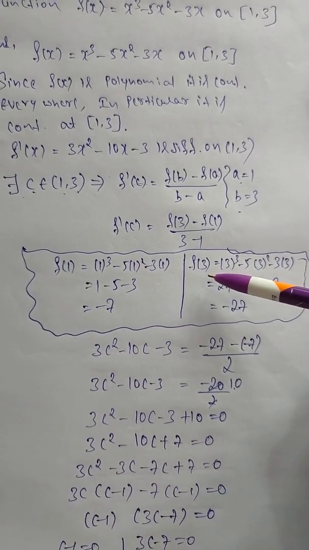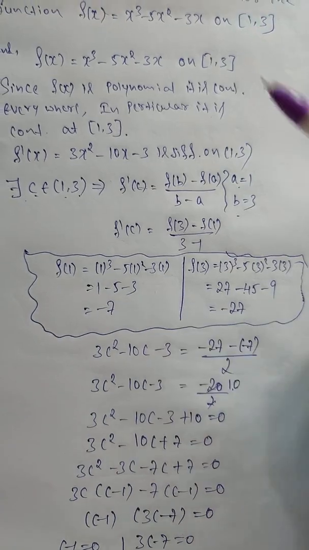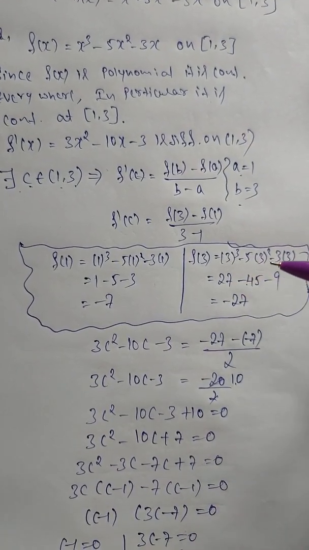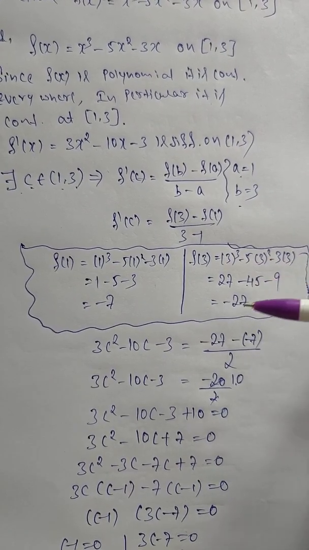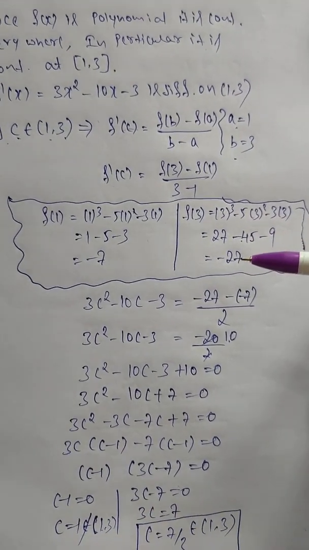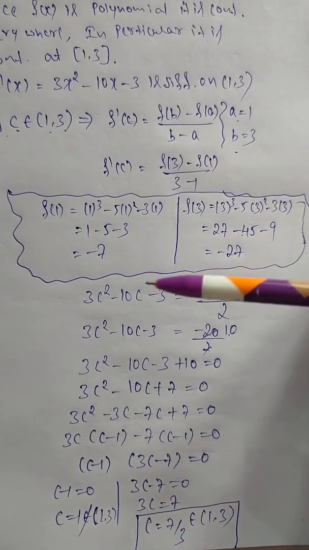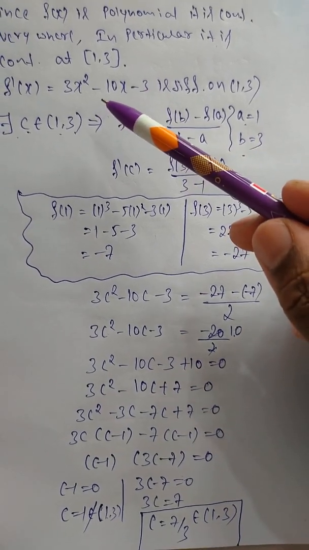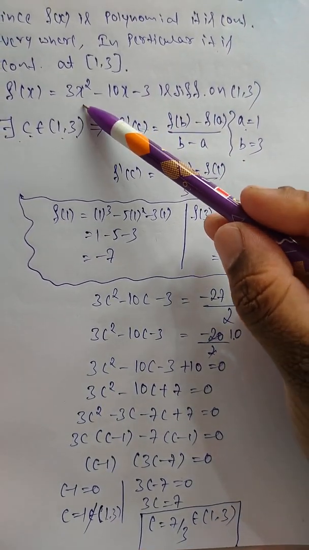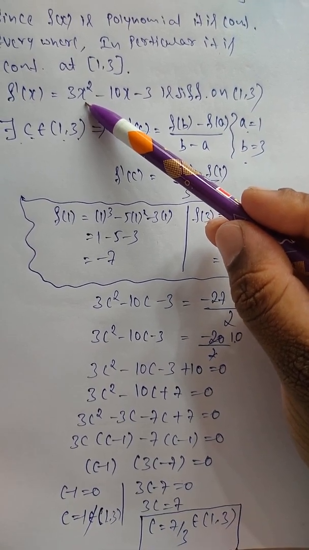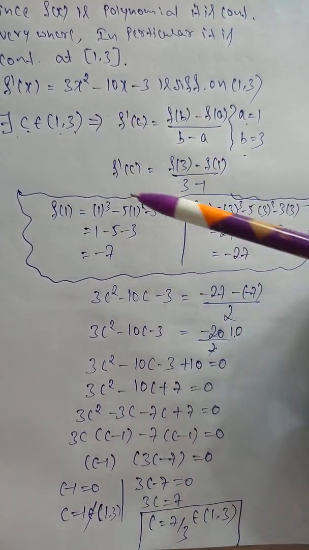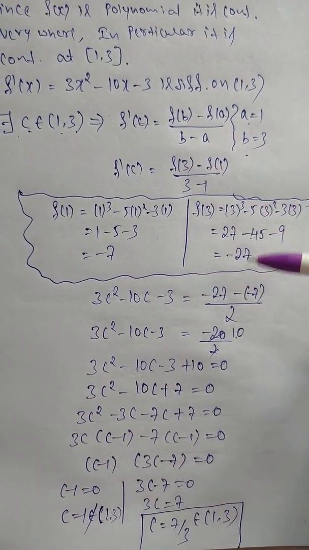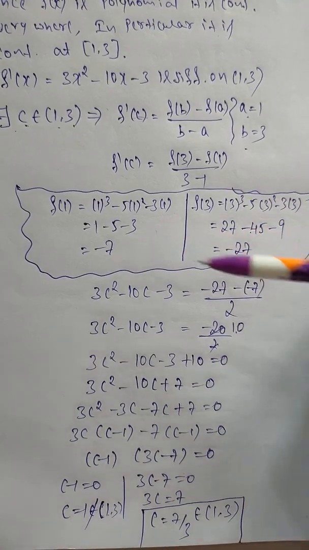F of 3 is replacing x as 3. So 3 cube minus 5 into 3 square minus 3 into 3. 3 cube is 27, 3 square is 9, 9 fives are 45, 3 threes are 9. If we simplify, we get minus 27. Now if you substitute in f dash of x, we are substituting x as c. So 3c square minus 10c minus 3 is equal to f of 3, minus 27, minus f of 1, minus 7.